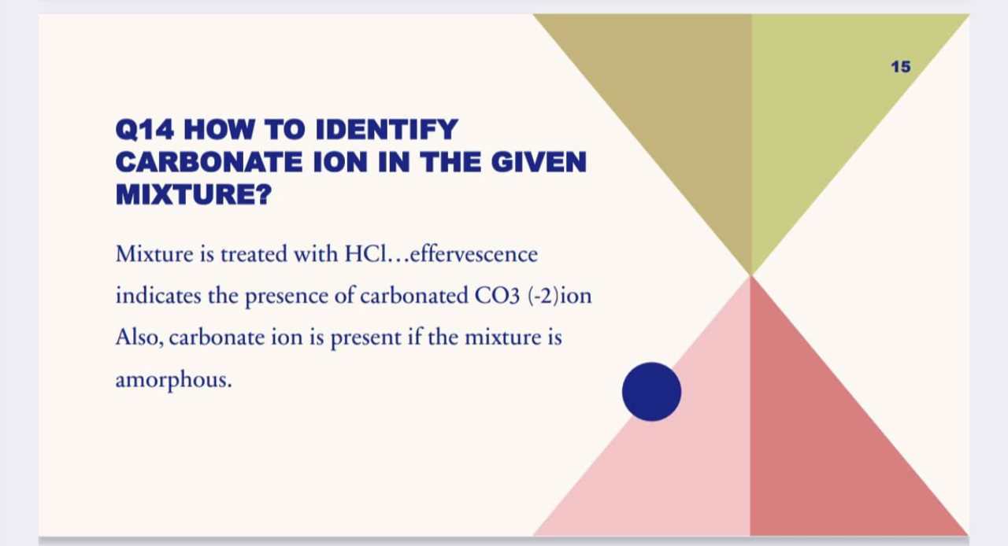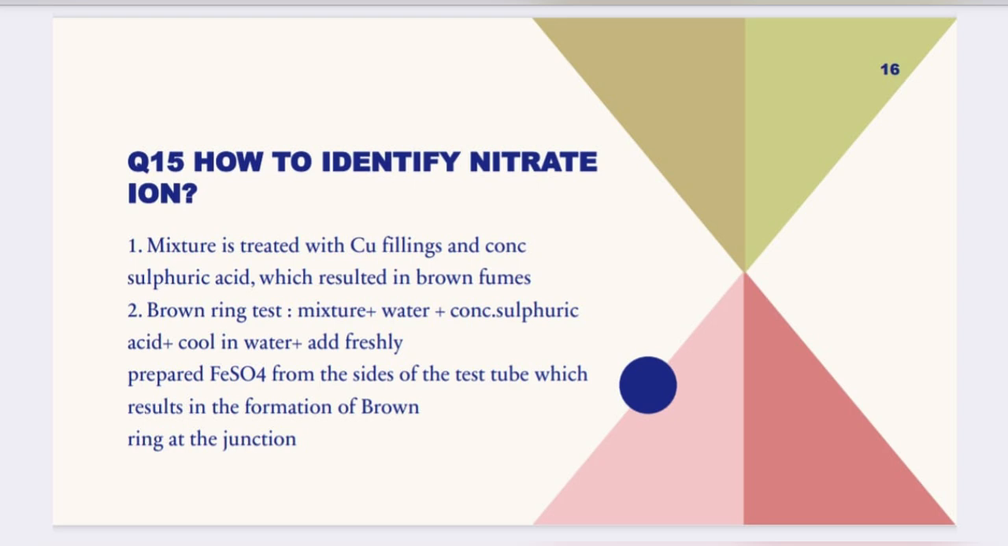We move to the next question. Question number 15. How to identify nitrate ion? The mixture is treated with copper filings or copper wires and concentrated sulfuric acid. This results in the formation of brown fumes. This is one method to identify the presence of a nitrate ion. Nitrate ion means it is NO3 with a negative charge.